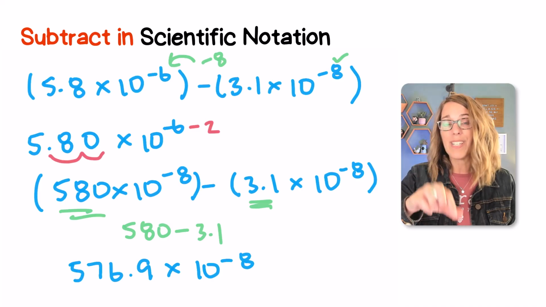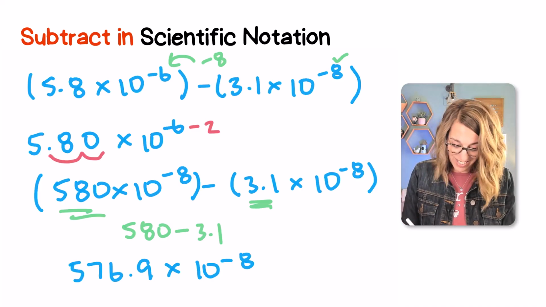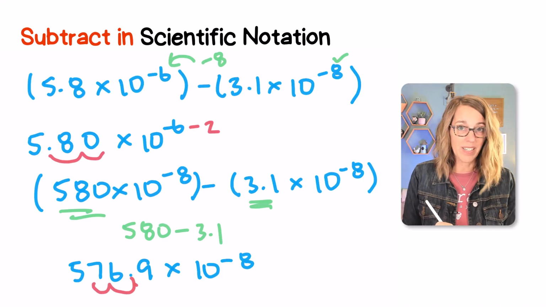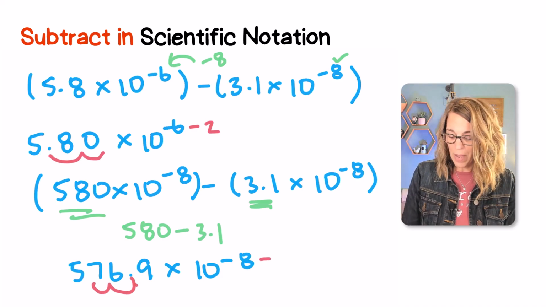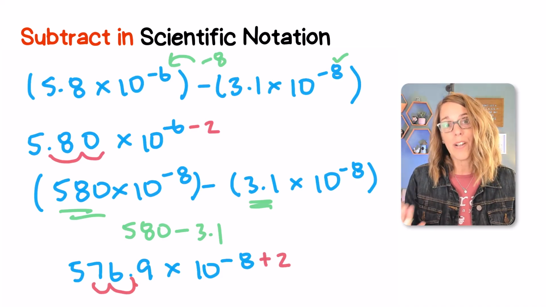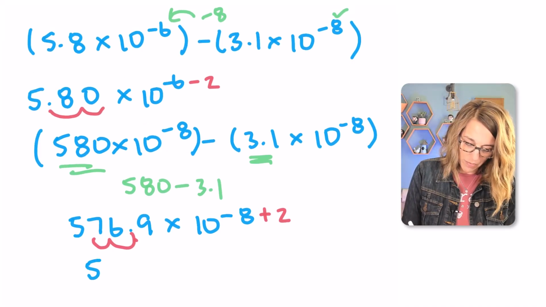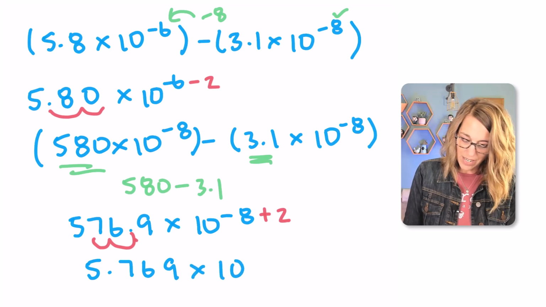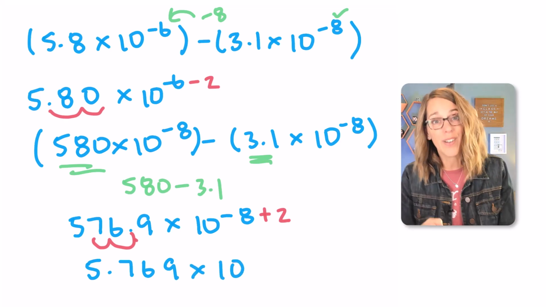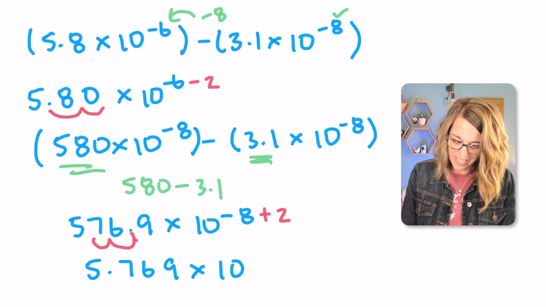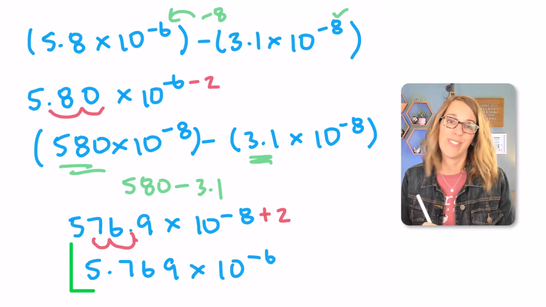Almost, right? But I need to make the number out in front smaller. It is too big. We're going to make it smaller by 2 decimal places, which means that I need to make the power on the 10 bigger by 2 decimal places. So we end up with a smaller number out front, 5.769 times 10 to the, we end up with a bigger coefficient by 2 on the 10. Negative 8 plus 2 is negative 6.